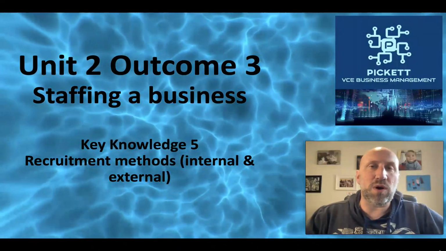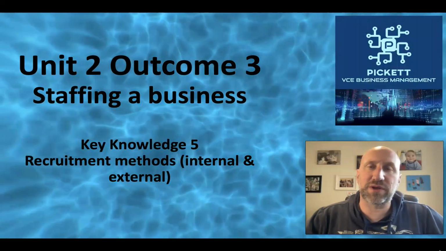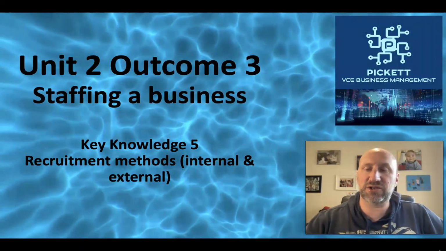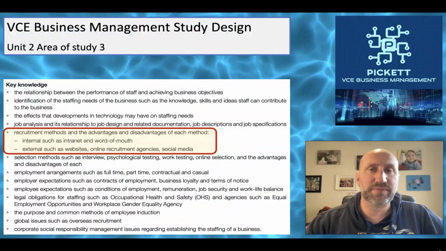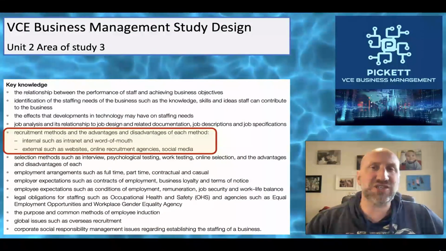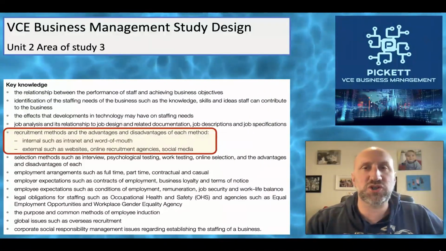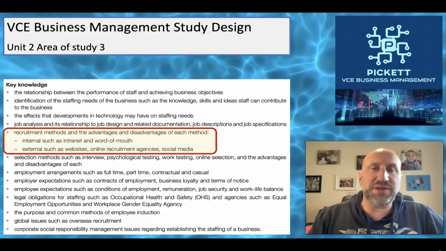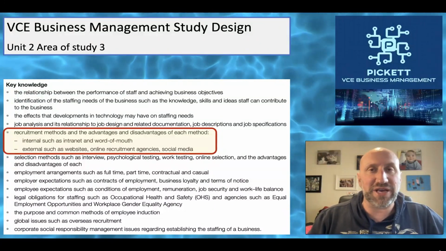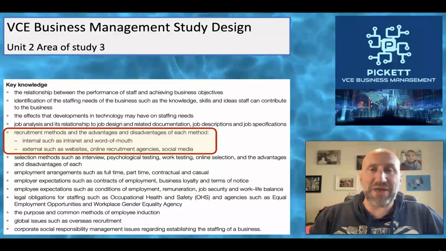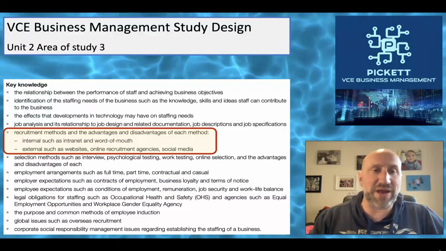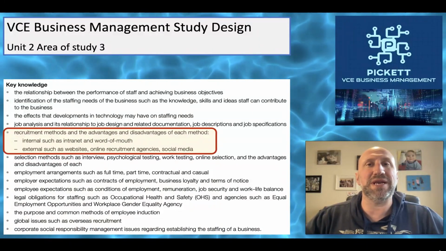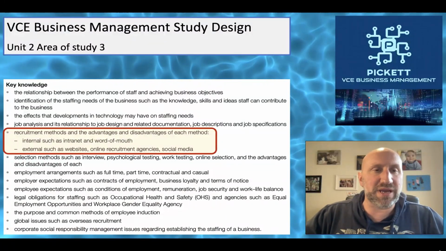All right, guys, welcome to the fifth video, or the fifth key knowledge of this outcome: recruitment methods, internal and external. As you can see here, we're combining two of the key knowledge dot points. Kind of makes sense. So recruitment methods and the advantages and disadvantages of each, which is what we'll cover. And then internal, intranet and word of mouth, and external, such as websites, online recruitment agencies, and social media. So that's what we're going to be covering here.